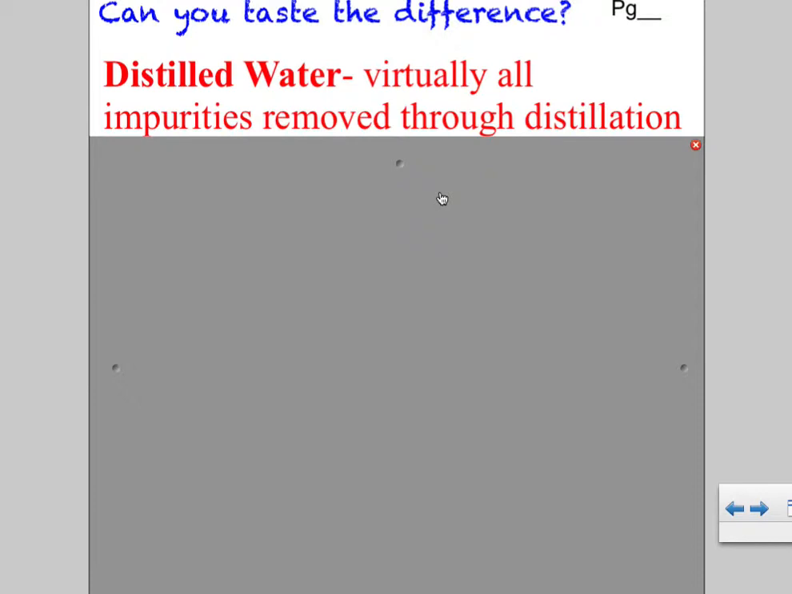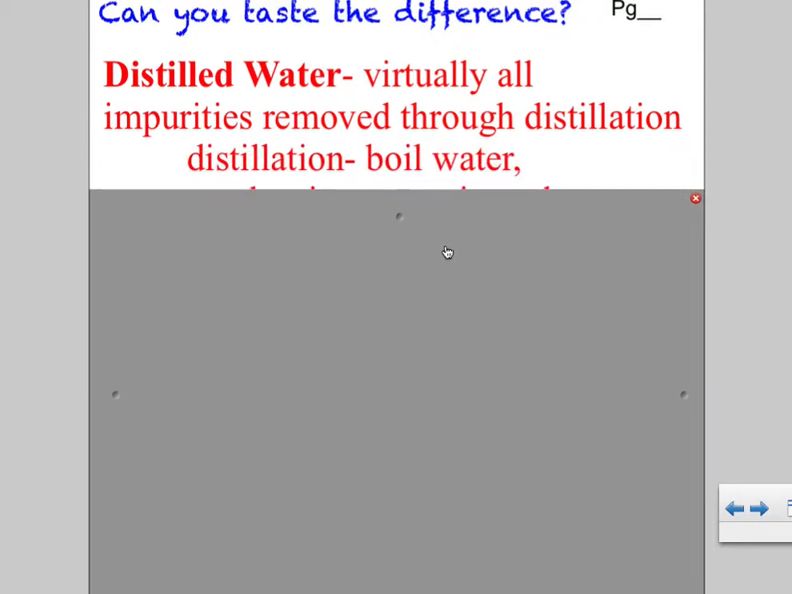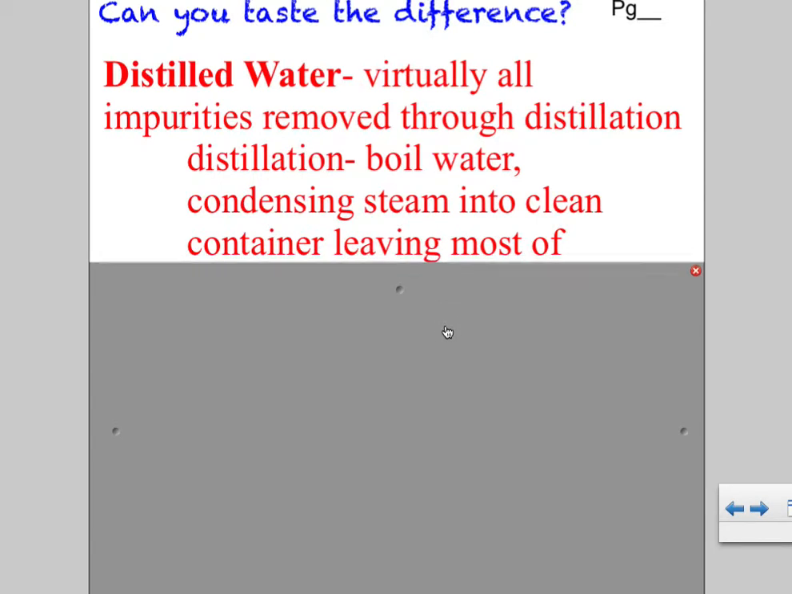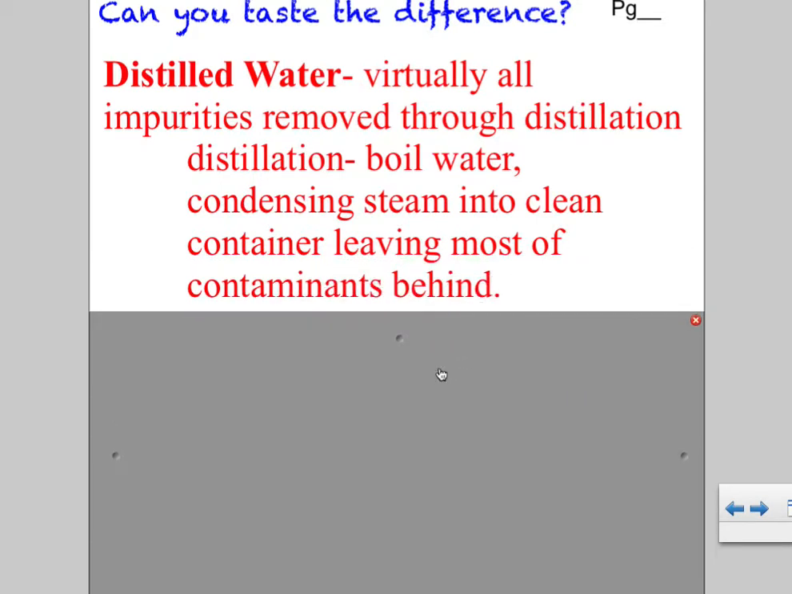So even though we pump water out of the wells, some people have wells in their backyard that they pump it out of. We all get it out of the faucet. And then some people buy it from the store. And it may come distilled, where that means it went through a company and they tried to remove all of the impurities. Distillation is boiling the water, then condensing the steam into a clean container, leaving most of the contaminants behind.